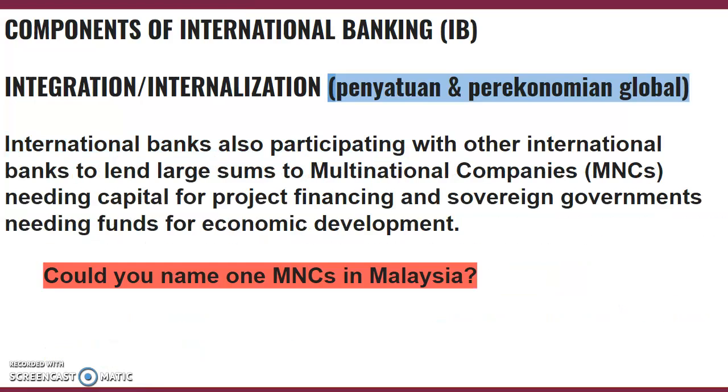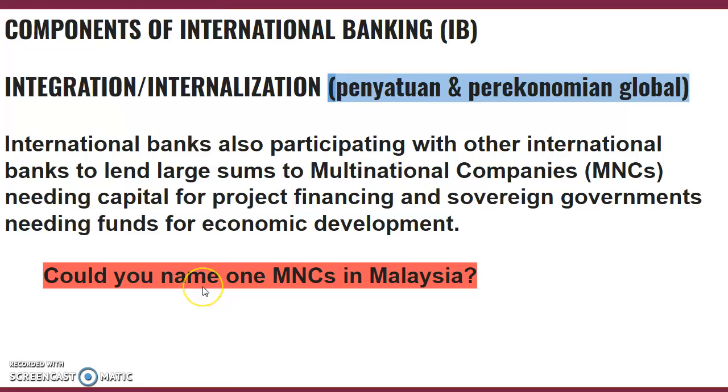Next part adalah international banks also participate with other international banks to lend large sums of money to multinational companies. Maknanya international bank juga participate in international lending. So dia bagi satu pinjaman yang berjumlah besar, could be million, could be billion or trillion, to those multinational companies who need capital for project financing, and sovereign governments needing funds, dan juga yang diperlukan oleh government di negara tersebut untuk economic development.